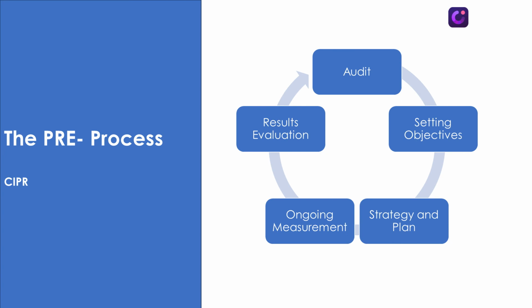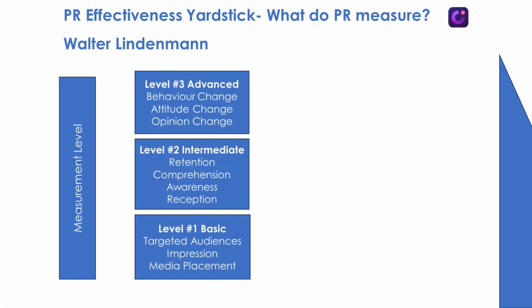Now we come to the PR effectiveness yardstick, by Lindemann. Lindemann says there are three levels of measurement in public relations: basic, intermediate, and advanced. Basic has to do with looking at your target audience, impressions, and media placement. So what Lindemann is saying is that when you measure impressions and media placements, those things that we talked about as output, he considers that a basic level of measurement.